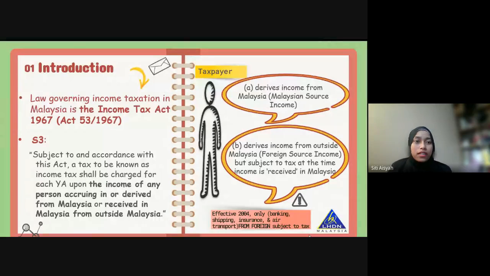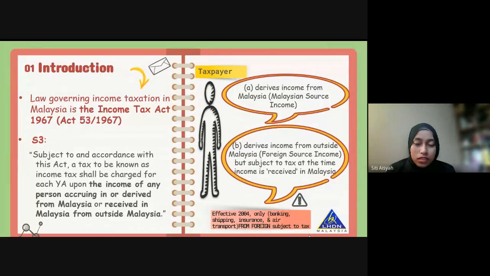The scope of taxation is under Section 3 of the Act, which provides that a tax to be known as income tax shall be charged for each year of assessment upon the income of any person accruing in or derived from Malaysia or received in Malaysia from outside Malaysia. This section sets two circumstances where income tax will be imposed: when a taxpayer derives income from Malaysia, called Malaysian source income, and when a taxpayer derives income from outside Malaysia, called foreign source income, and receives that foreign source income in Malaysia.